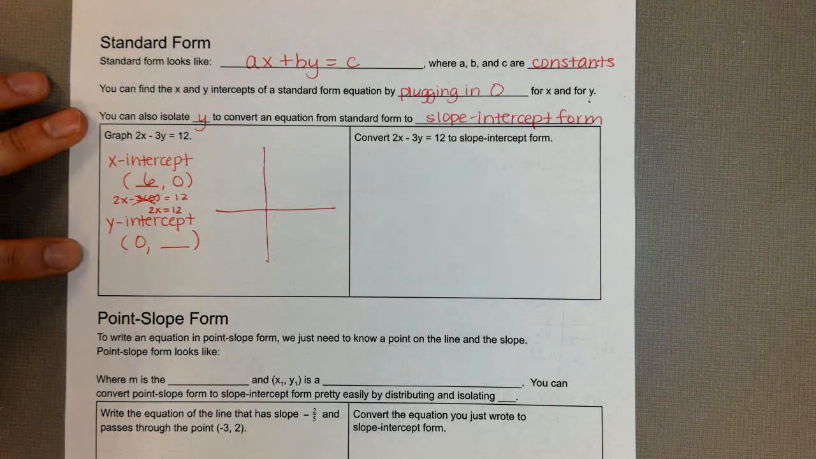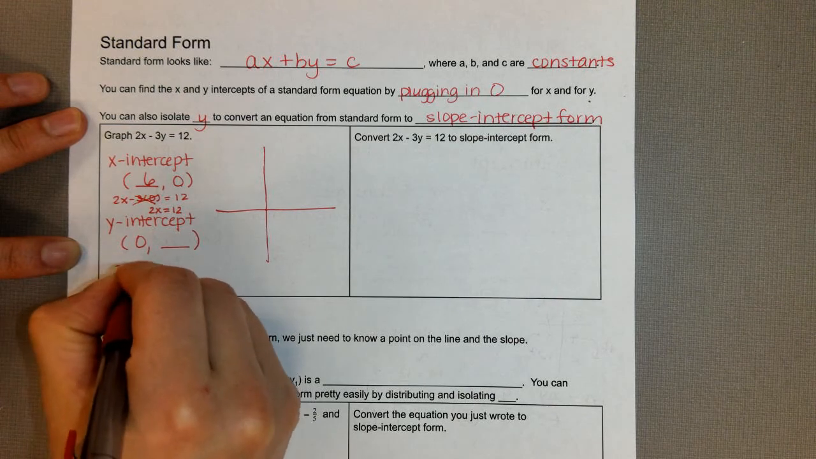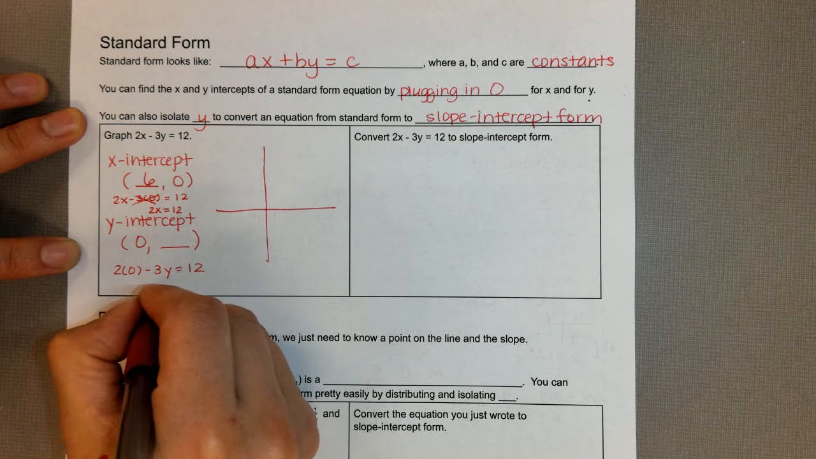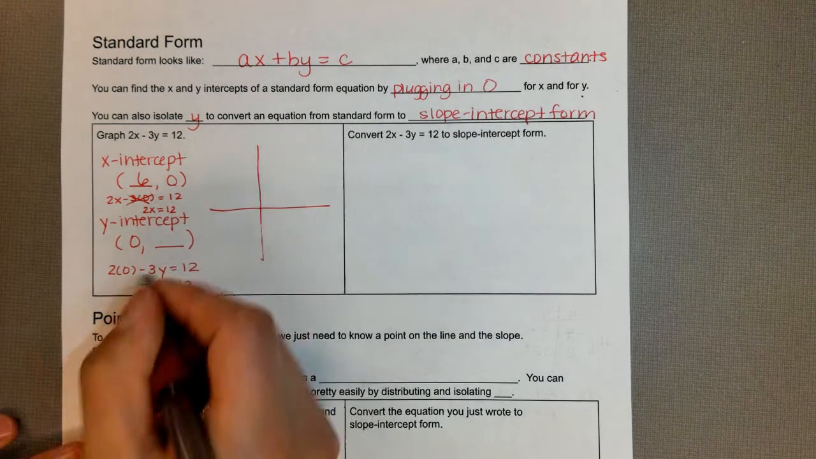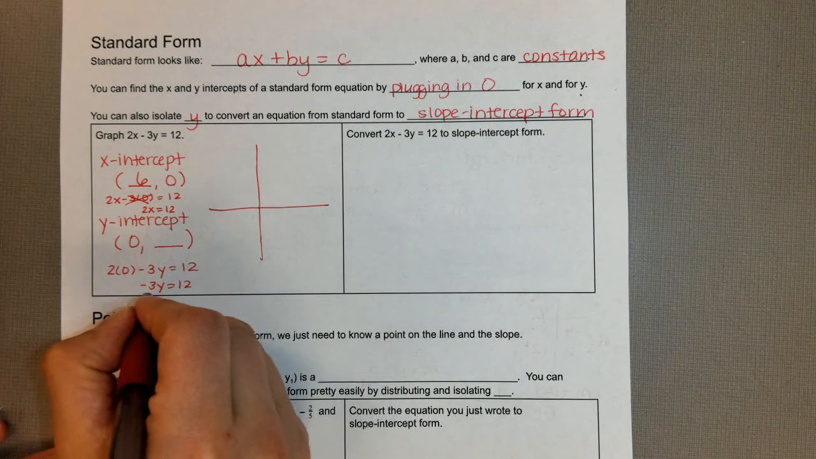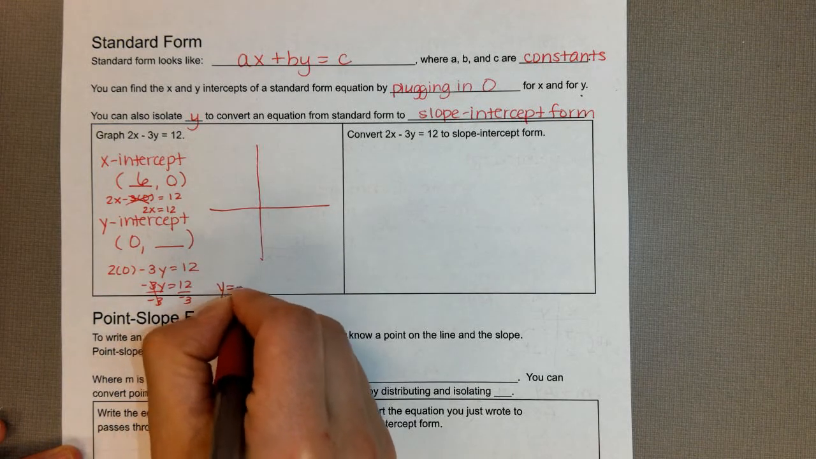I can do the same thing to find the y-intercept. So I'm going to plug in 0 for the x. 2 times 0 minus 3y equals 12. But 2 times 0 is just 0, so this is really just negative 3y equals 12. And even if I'm not sure right here, I can say, okay, well, negative 3 times y is 12. I don't know what y should be. Maybe I could just divide by negative 3. I'll solve for y. So I would get y equals negative 4.